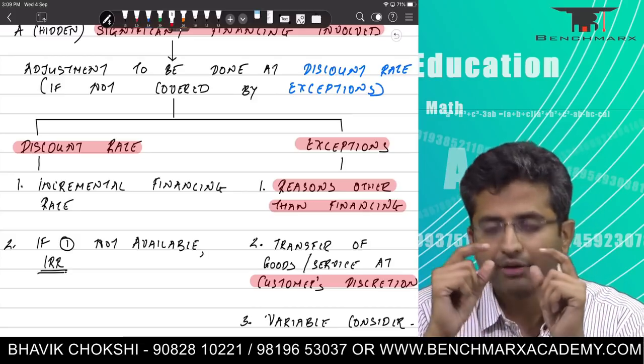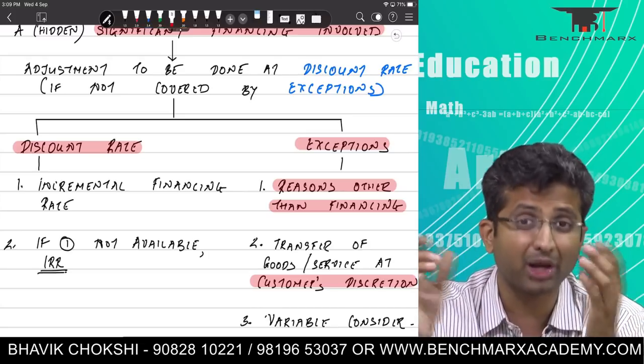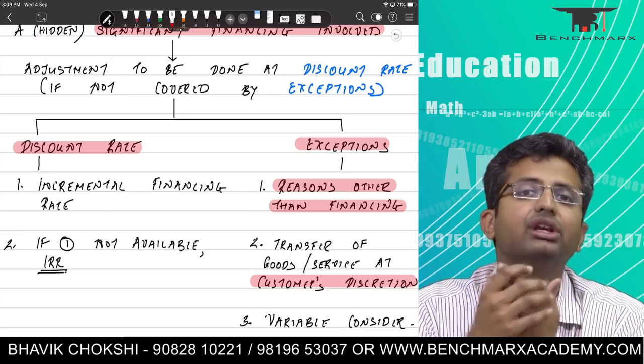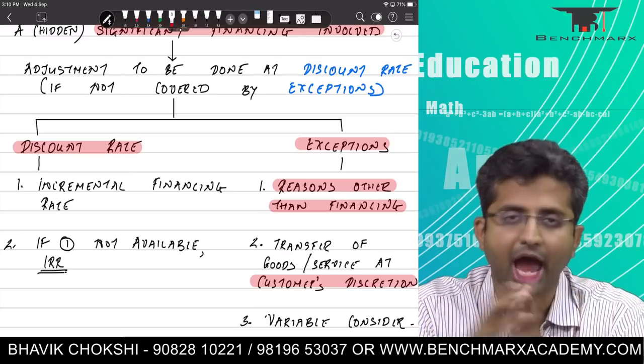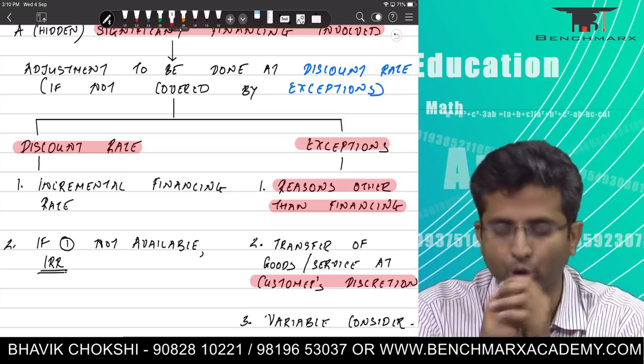And as a result, we say that if the time gap is more than 12 months, but the customer had the discretion to use it, he did not use it, and hence, we cannot say that there is a hidden loan.